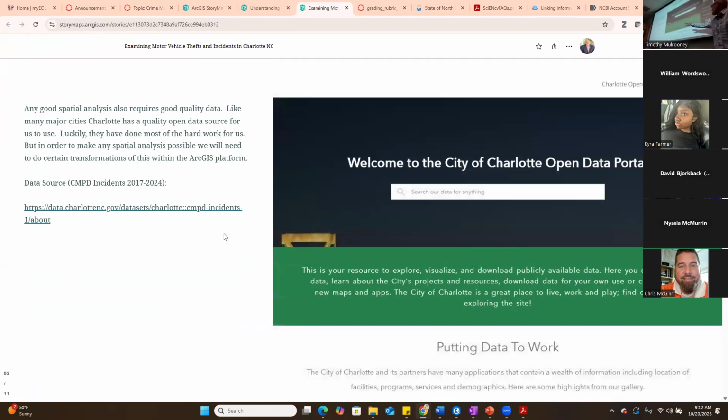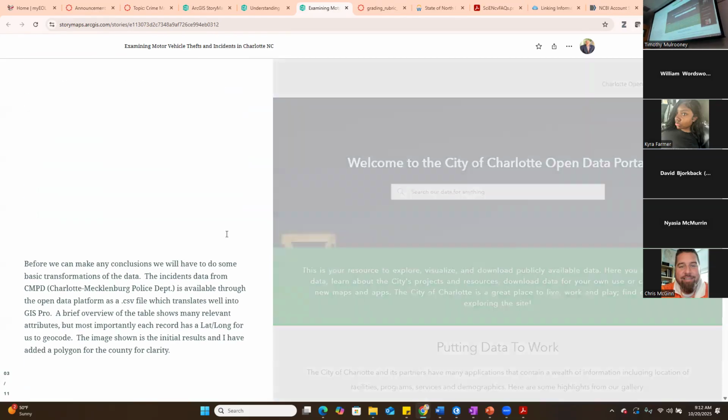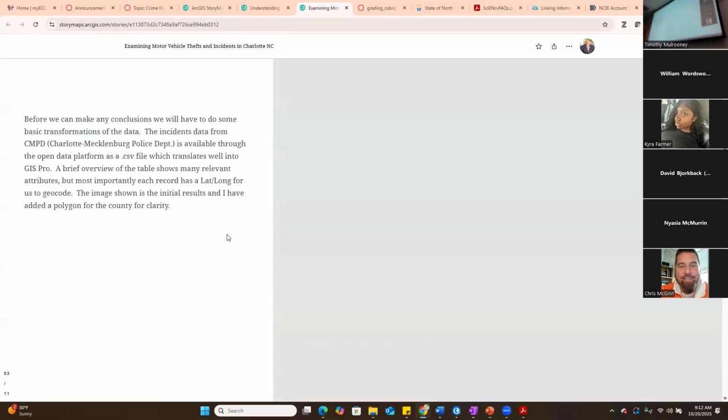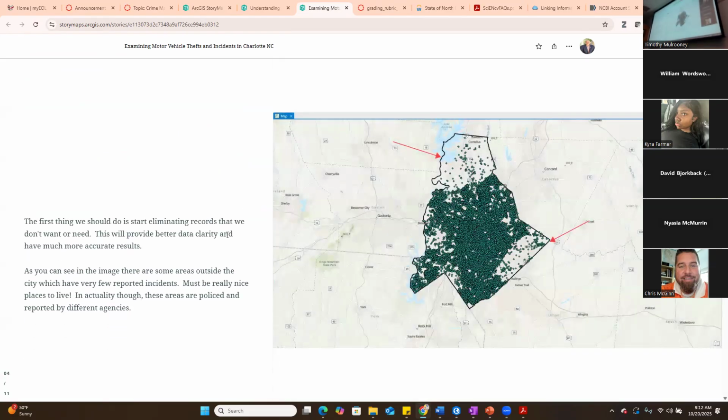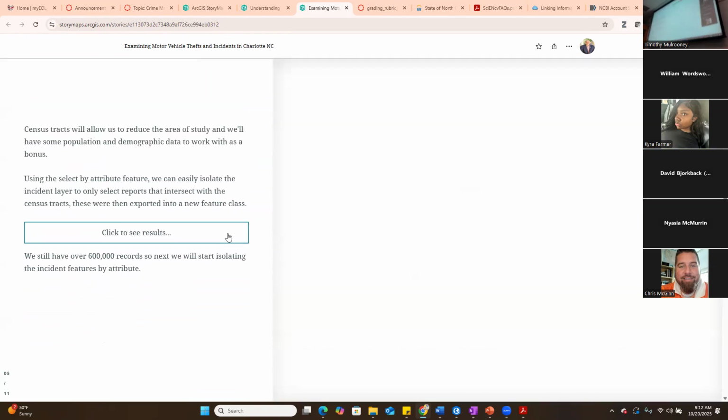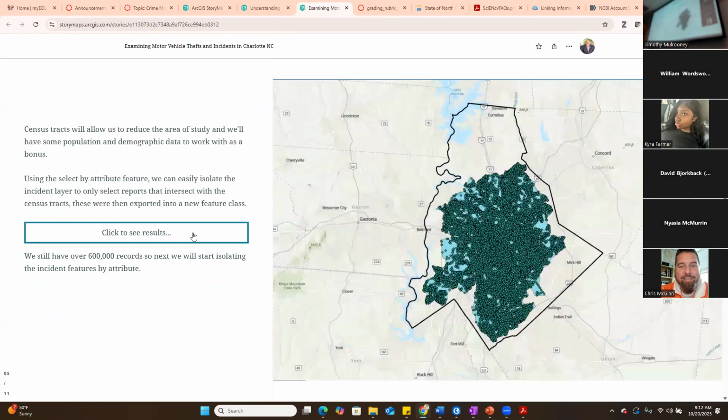But you can see the student went to the City of Charlotte Open Data Portal, and he just went and downloaded all the motor vehicle thefts here. He did some basic transformations. You can see right here, once again, this is what our raw data looks like. What's this look like to me? And probably looks like the same thing to you. It's just a bunch of dots. So how do we turn this into something that we can kind of make sense of? We can click to see the results.